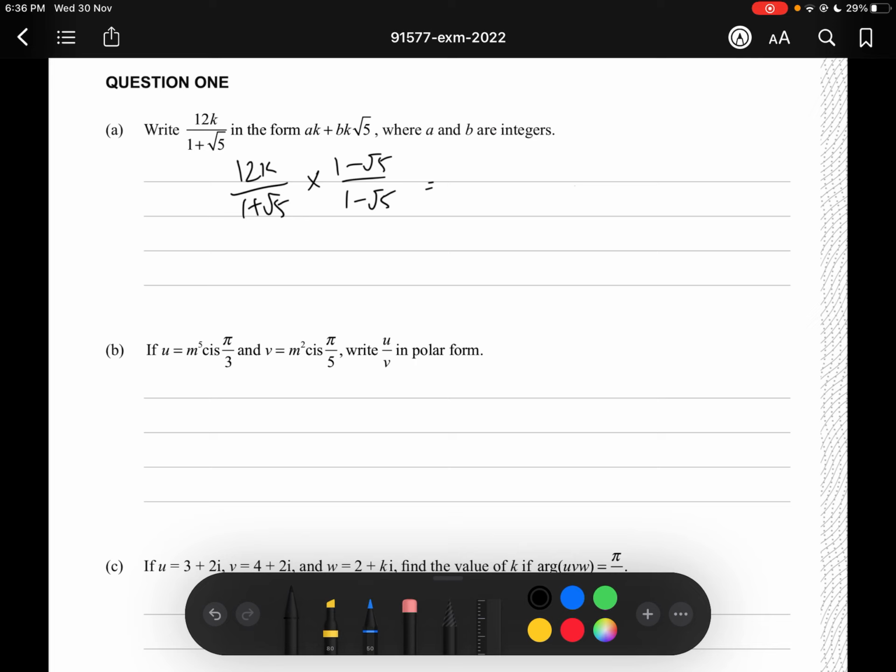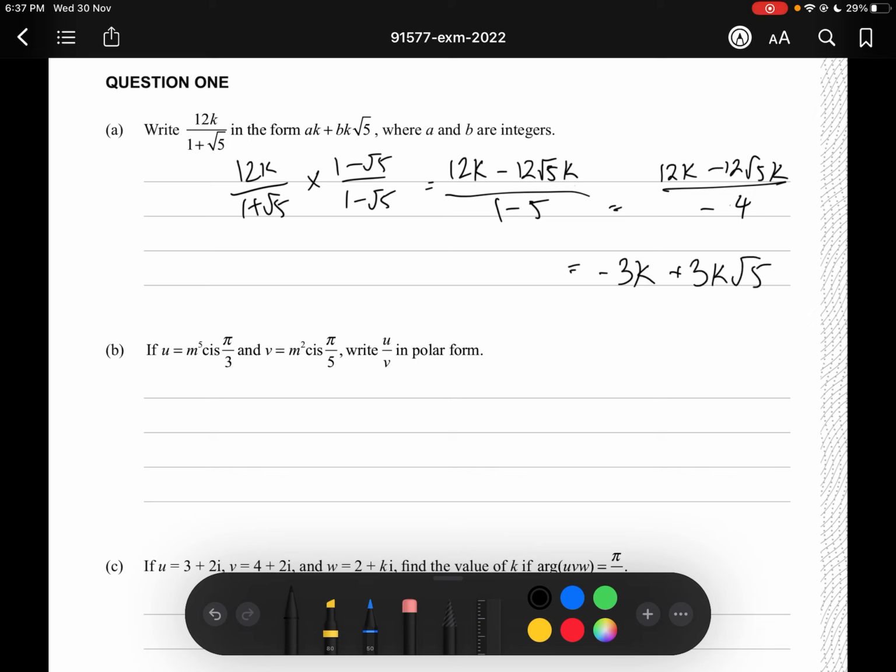That is equal to 12k times 1, which is still 12k, and 12k times negative root 5 is minus 12 root 5k, divided by 1 plus root 5 times 1 minus root 5, which is 1 times 1 minus root 5 times root 5, so 1 minus 5. That equals 12k minus 12 root 5k over negative 4. That equals negative 3k plus 3k root 5. So in this case, a equals negative 3 and b equals 3.